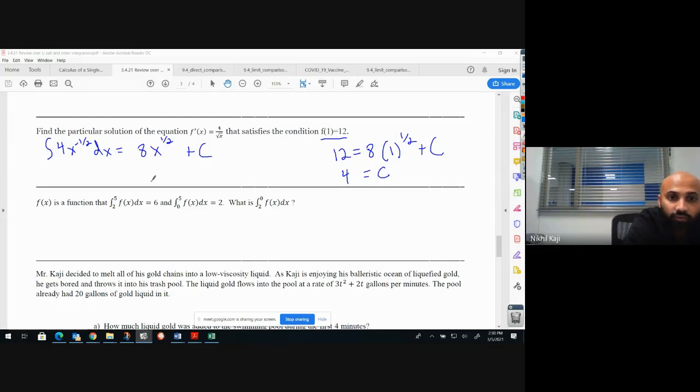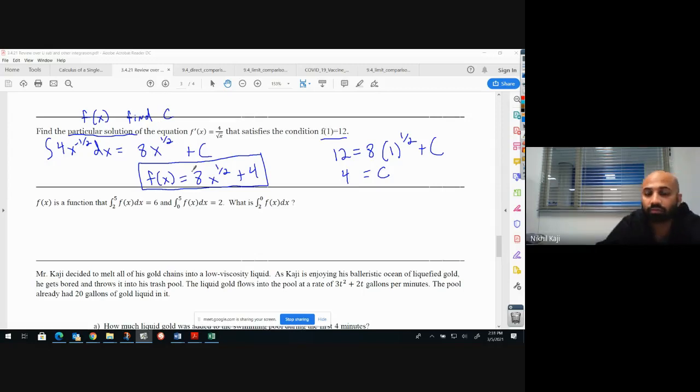All right. So my final answer would be, and you can put it as a square root if you want. So remember, particular solution just means it wants you to find f of x and also find c. So they want our equation for f of x with the c value.